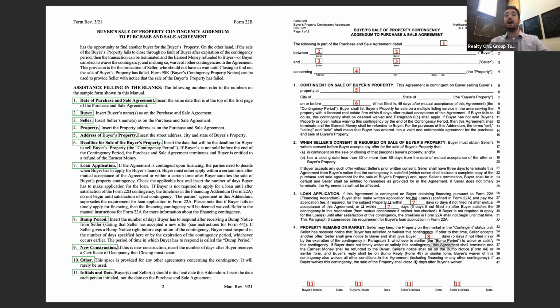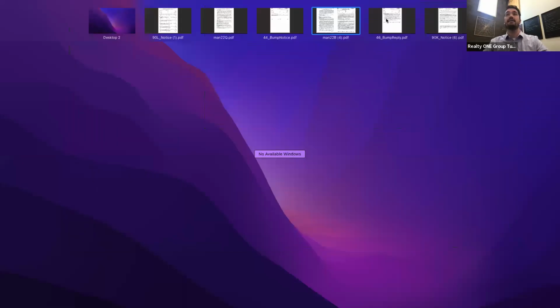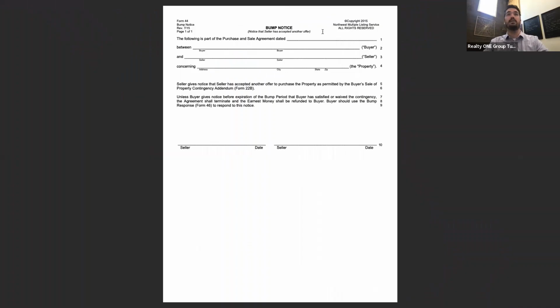And so how that works is the seller submits a form 44 to the buyer, and it's a notice. It only needs to be signed by the seller. It says seller gives notice that the seller has accepted another offer to purchase the property. And unless the buyer gives notice before the expiration of the bump period, 5 days if left blank, that the buyer has satisfied or waived the contingency, then earnest money will be refunded to the buyer and it will terminate and they'll move on to the next buyer. Okay, so that's really important.